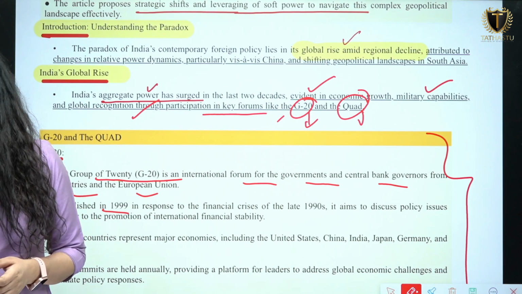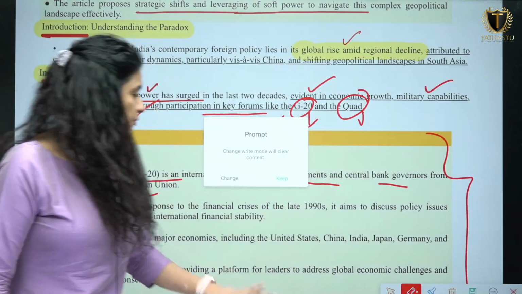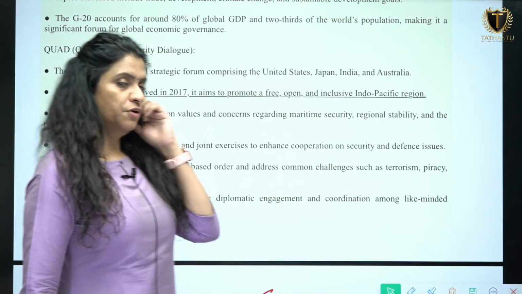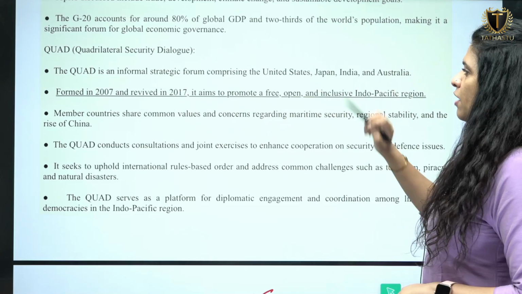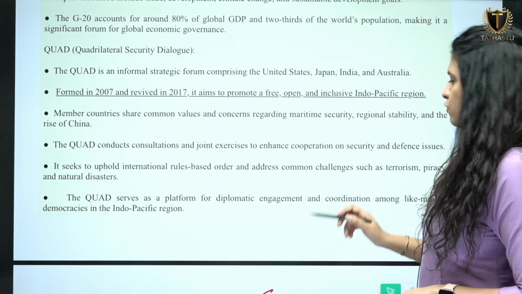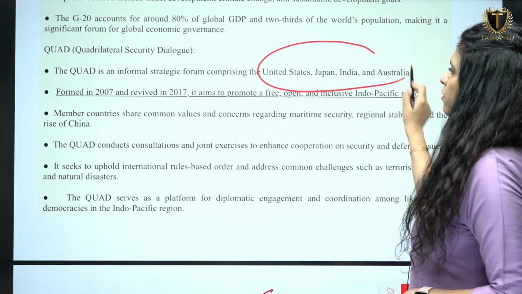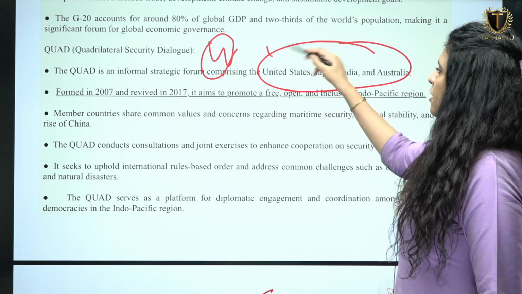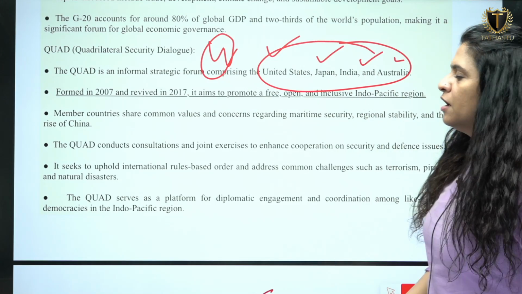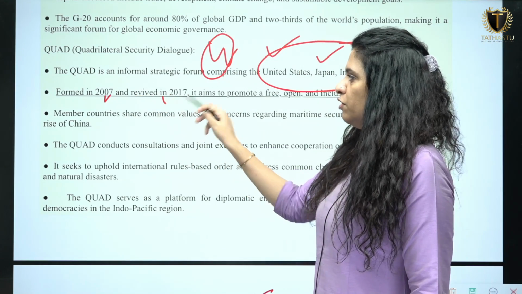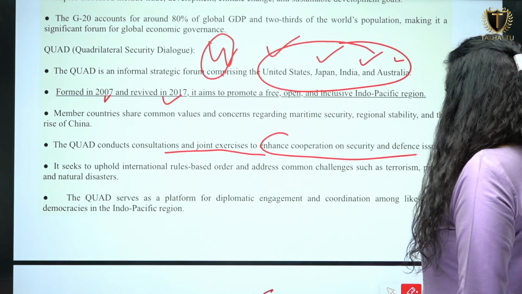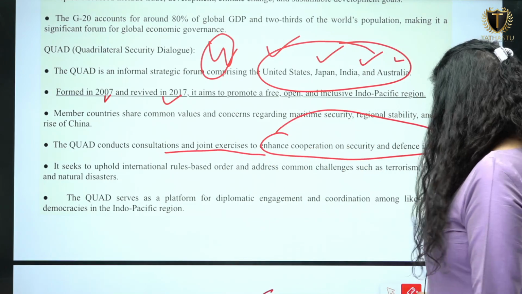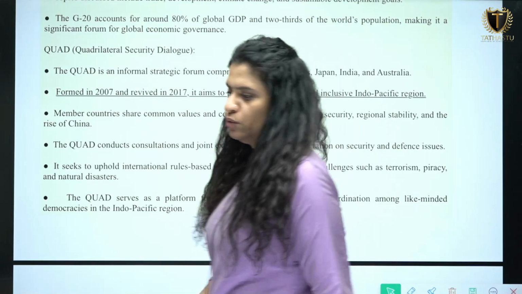Also I have mentioned what is Quad. Questions can come from these, like what is Quad? Read from here. The Quad is an informal strategic forum comprising the United States, Japan, India and Australia. So these are the 4 countries. Quad matlab 4. So what are the 4 countries? United States, Japan, India and Australia. It was formed in 2007, revived in 2017. Quad conducts consultation and joint exercises to enhance cooperation on security and defense issues. So this is a little bit about Quad and G20.